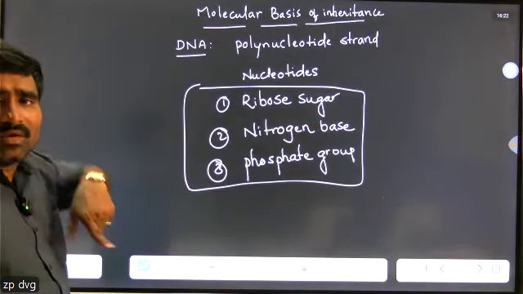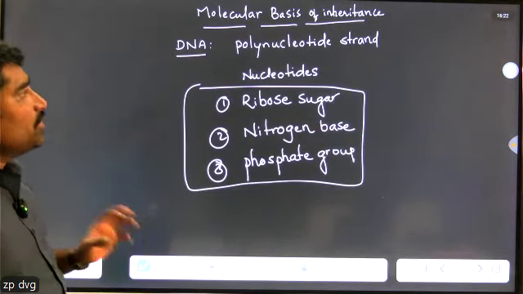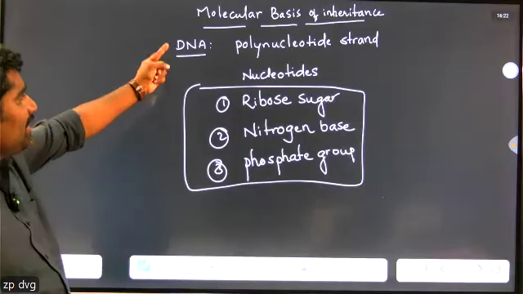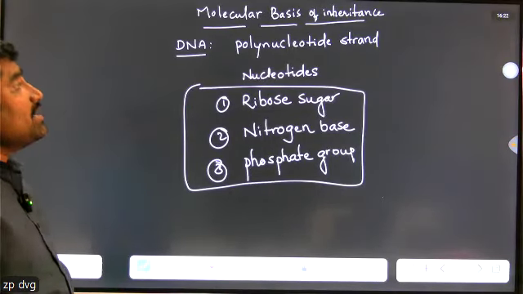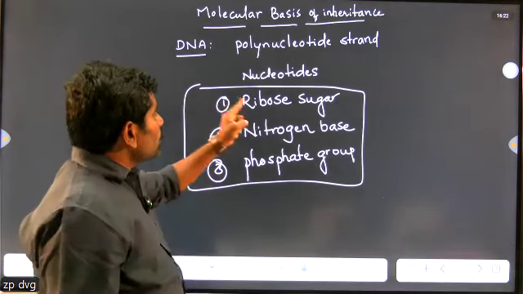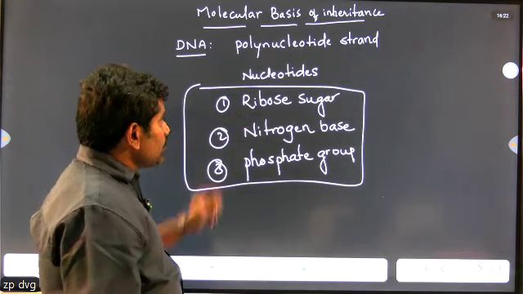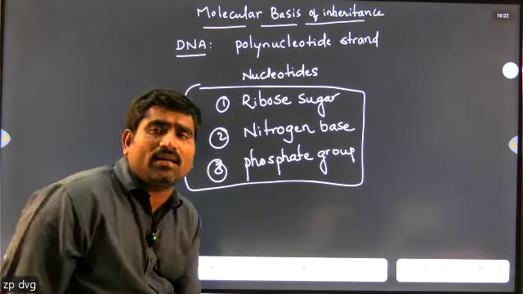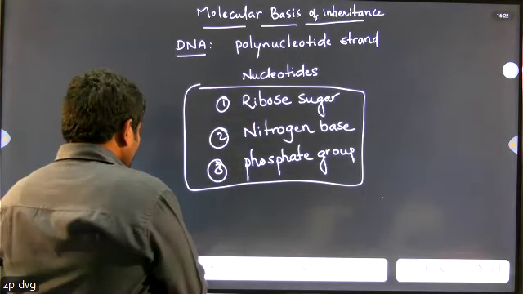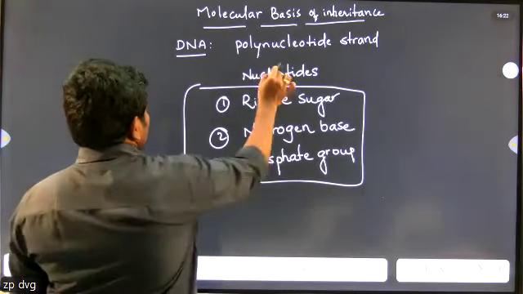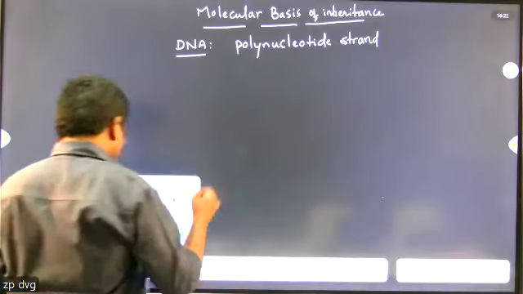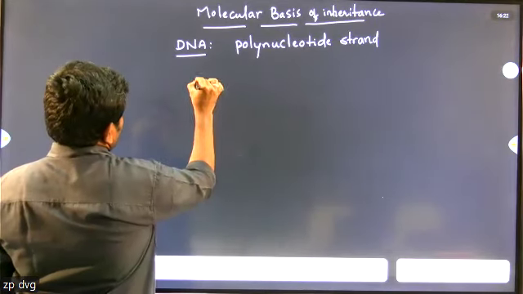DNA is made up of many nucleotides. DNA is a polymer of nucleotides, and it is also known as a polynucleotide strand. DNA has several nucleotides, and we have to see each nucleotide structure. A nucleotide contains three parts: ribose sugar, nitrogen base, and phosphate group. Clear? So in the nucleotide, the first one is ribose sugar.